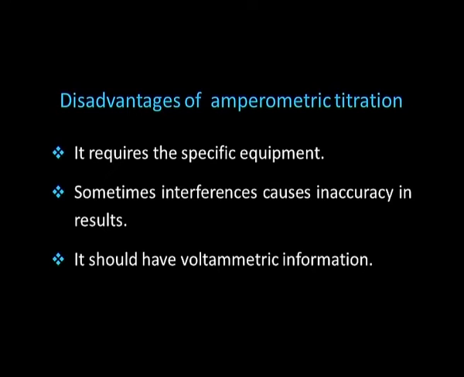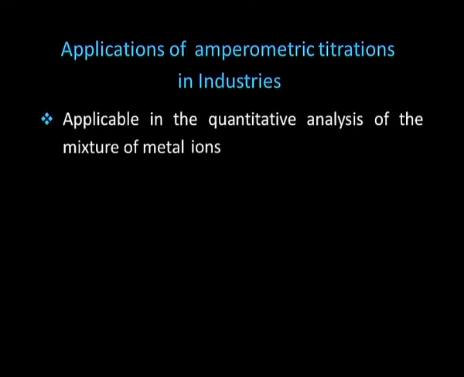It should have voltammetric information because unless you have information of the complete reduction potential, we cannot apply amperometric titrations. This is applicable in the quantitative analysis of a mixture of metal ions, which means if we have more than one metal ion, we can easily use amperometric titration by selecting the potentials.